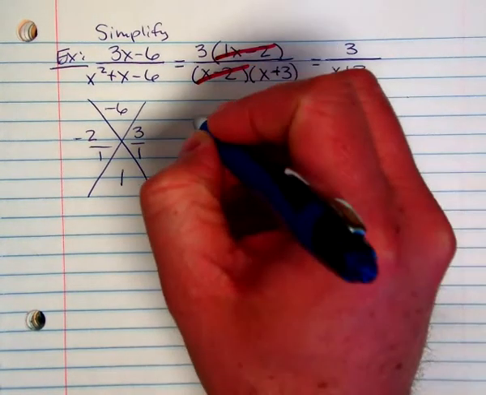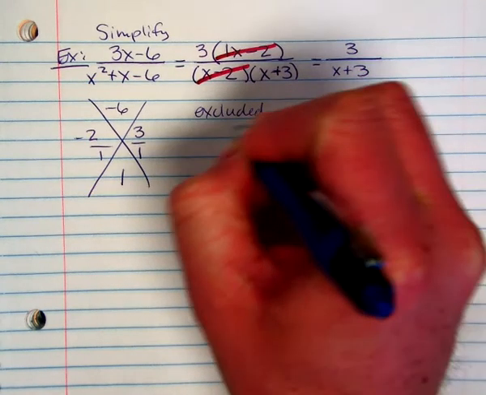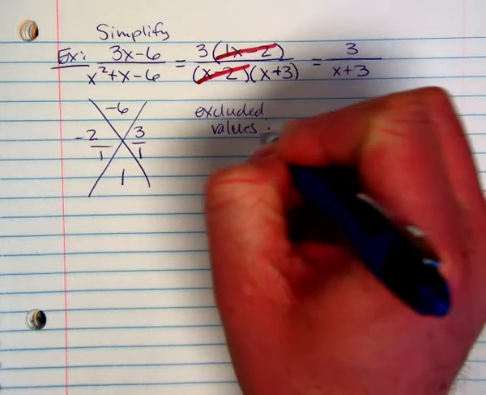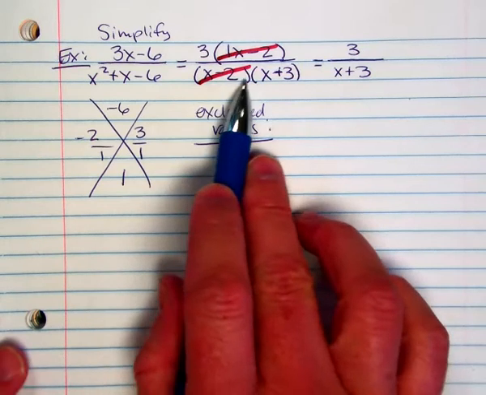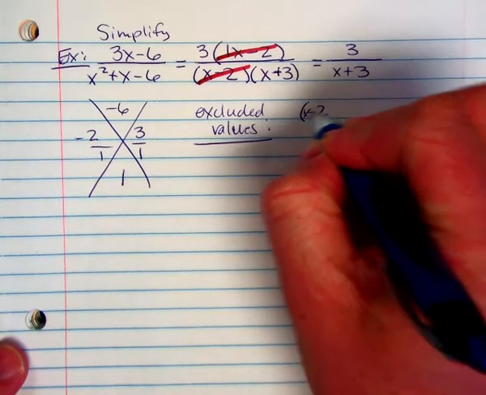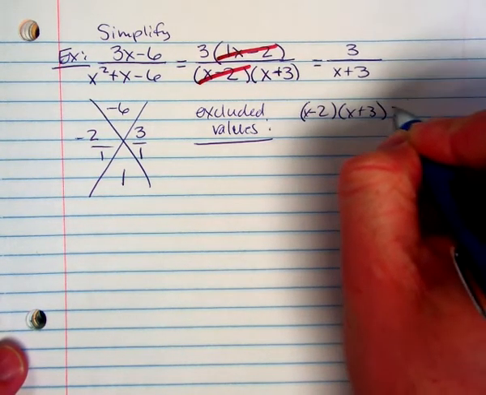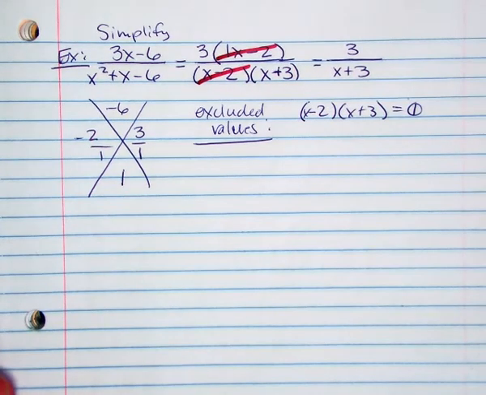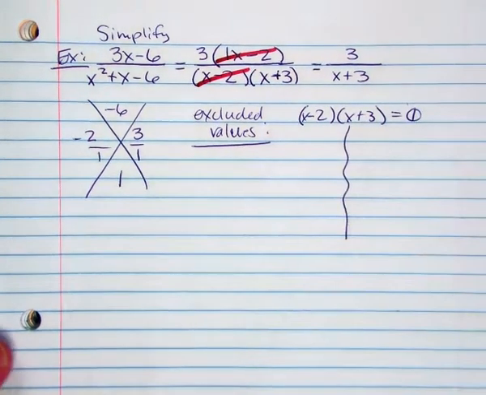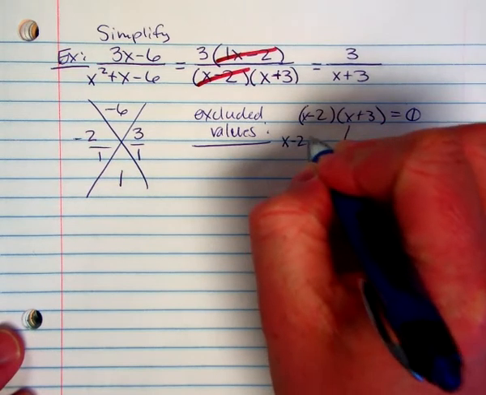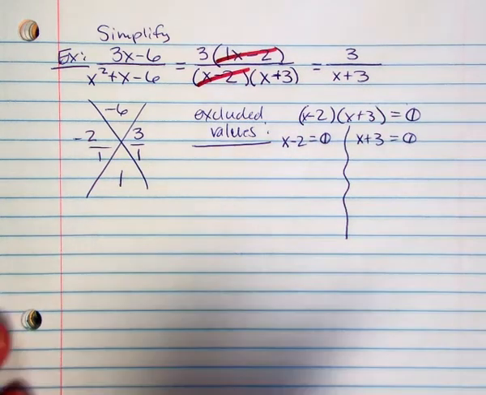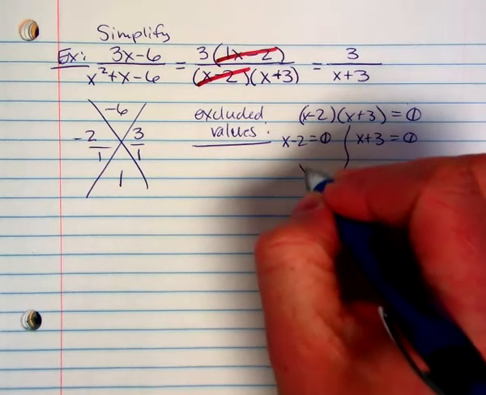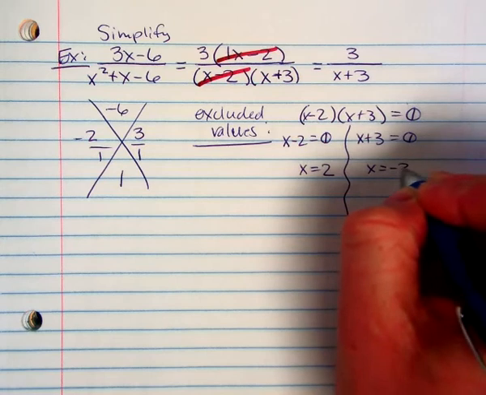But we now have to find the excluded values. The more you do this, you won't have to write these separately. You'll actually be able to do them in your head. If I'm going to find my excluded values, I have to take what I factored on the bottom, x minus 2 and x plus 3, and I have to solve them for 0. We did this last chapter, zero product property. Solve them separately. I want to know what makes x minus 2 equal 0. I want to know what makes x plus 3 equal 0. This one would be a 2. This one would be a negative 3.